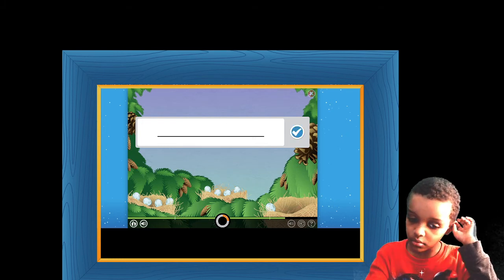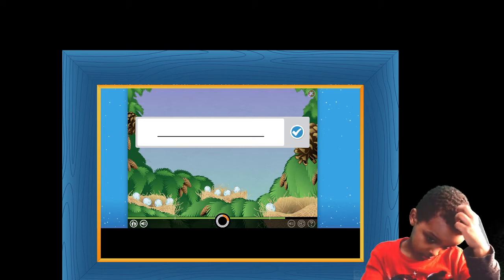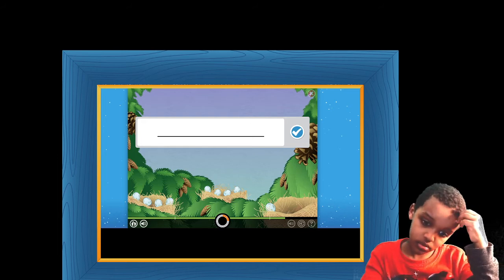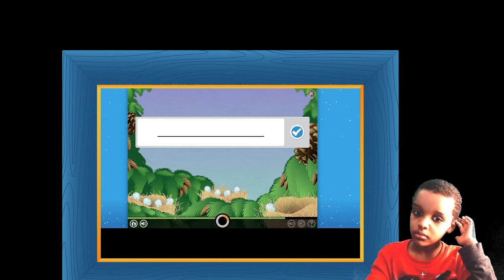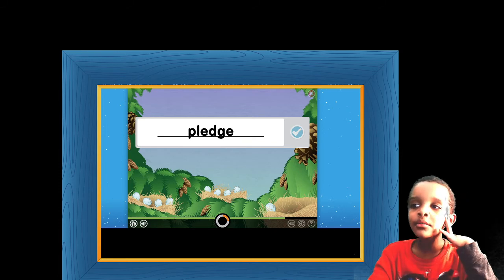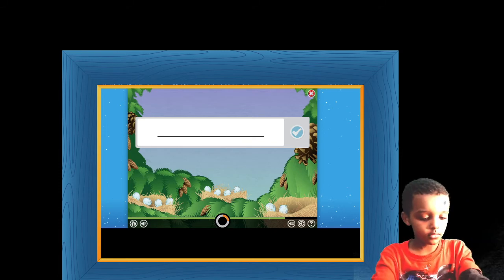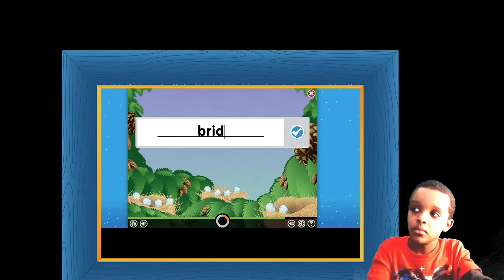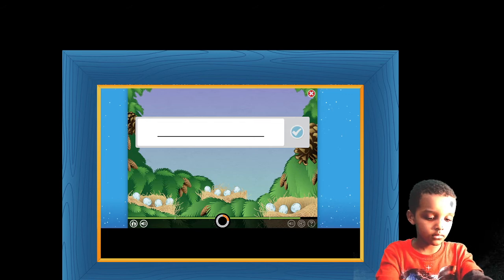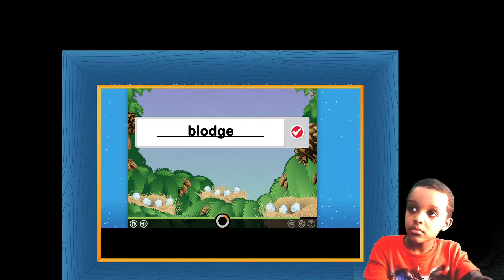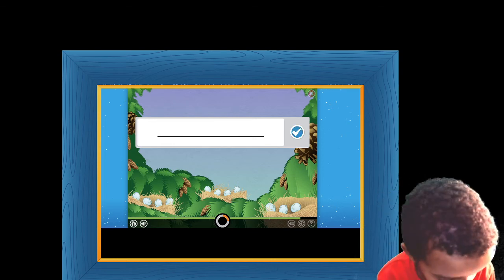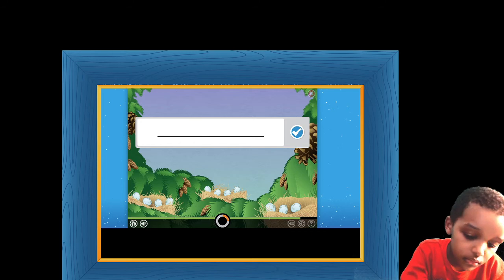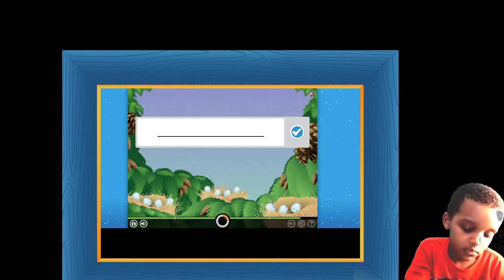Listen again. The word is pledge, since the final sound was j and comes right after a short vowel sound. The letters D-G-E need to be used at the end of the word. Bridge. Lodge. Listen again. The word is lodge, since the final sound was j and comes right after a short vowel sound. The letters D-G-E need to be used at the end of the word.